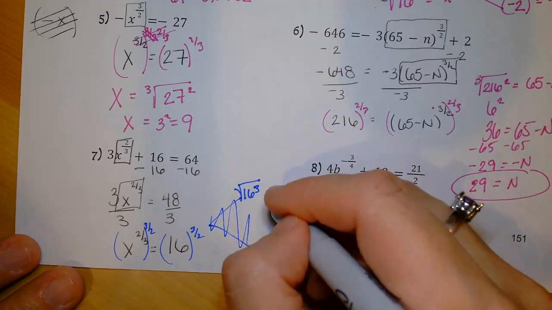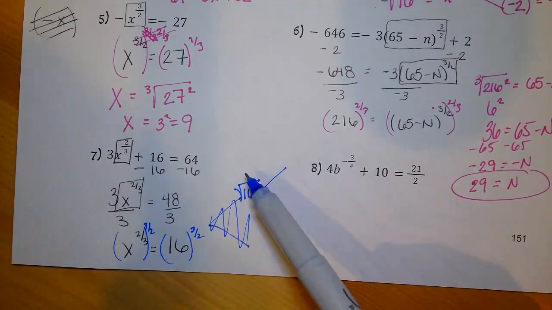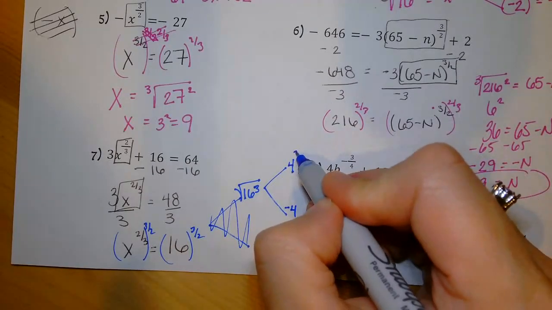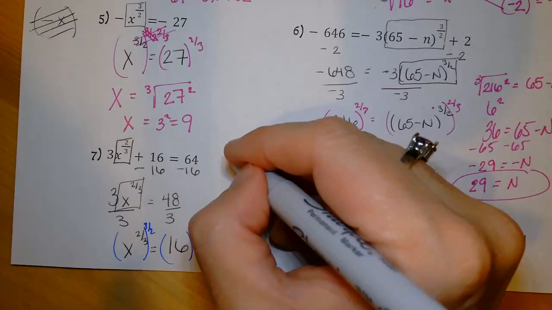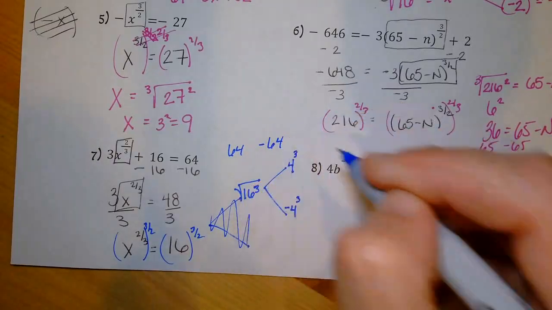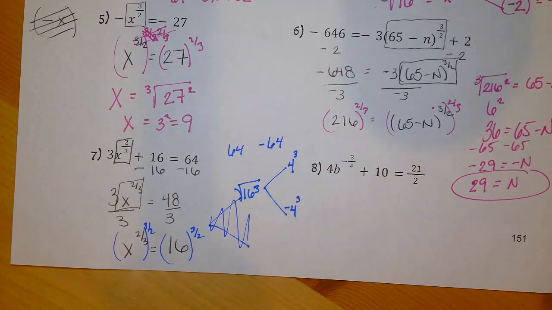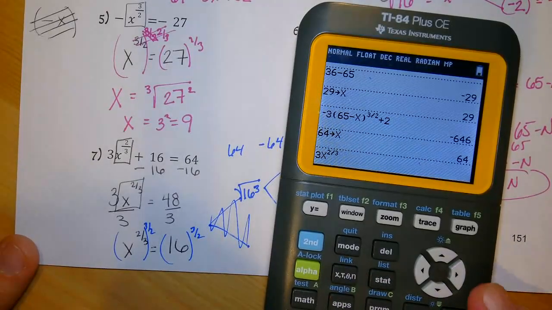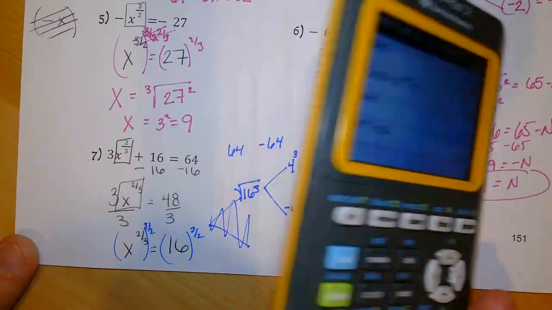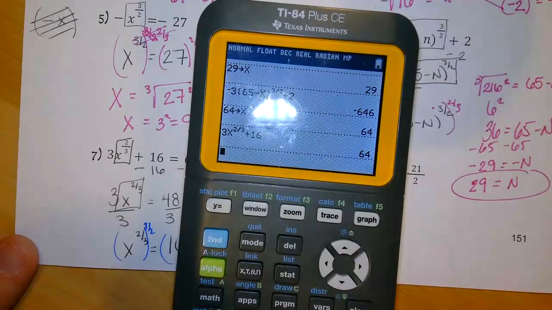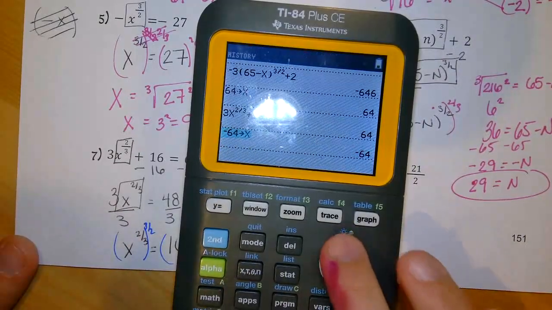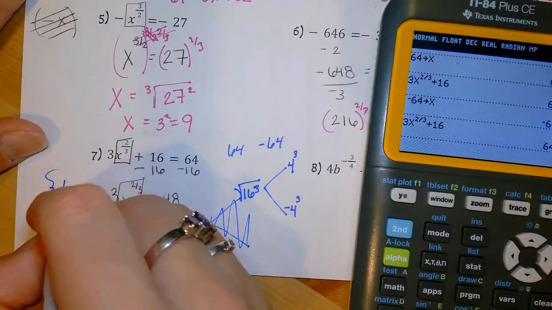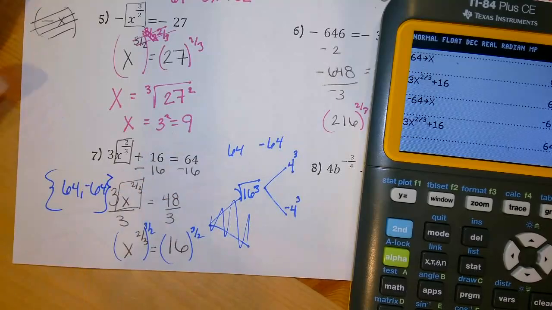I'm going to get the square root of 16 cubed. Whoops, I branched off too early. The square root of 16 cubed. So I'm going to say the square root of 16, that's even, so it can either be +4 or -4. And then when I cube those, I'm either going to get 64 or -64. So again, we're going to check. 64 stored into x. 3x to the 2/3 plus 16, 64. And what about the other one? -64 stored into x. 64. We're going to take them both. So 64 and -64.